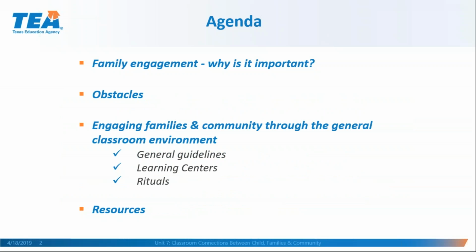So let's get going here. So here is our agenda for the afternoon. We're going to first start by talking about why family engagement is important. We'll talk about some obstacles to good family engagement. And then we're going to go over some general guidelines, some learning center help, and some rituals. We're going to talk about rituals in the topic of tying the classroom environment to families. And then, of course, we always leave you with some resources.